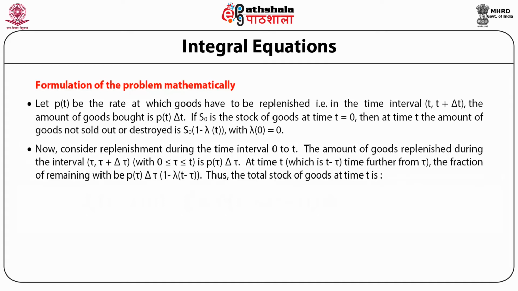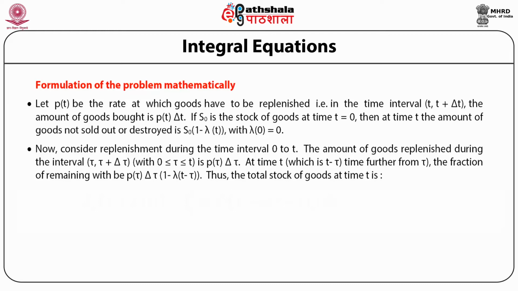Now let us consider that the stock is being replenished during the time interval from 0 to t. The amount of goods which are replenished during the interval tau to tau plus delta tau, where tau lies between 0 and t, is p(tau) times delta tau, because p(tau) is the rate at which the goods are replenished. At time t, which is t minus tau further on, the fraction of the remaining stock will be p(tau) times delta tau times 1 minus lambda, a function of t minus tau.